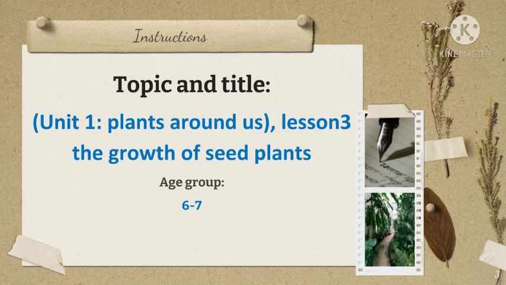We have prepared a comprehensive plan for the third lesson from the science book for the first grade of primary school, for those between the ages of 6 and 7, in the first stage of education. It is a lesson from the first unit, Plants Around Us, and the lesson is entitled The Growth of Seed Plants.